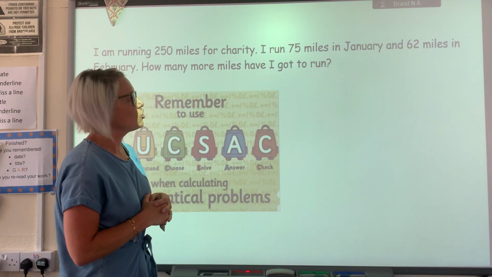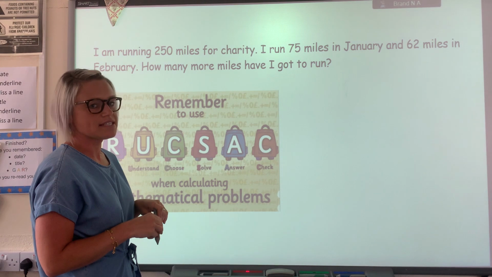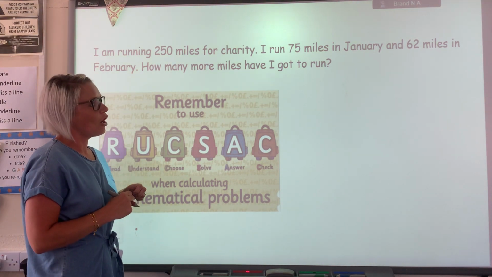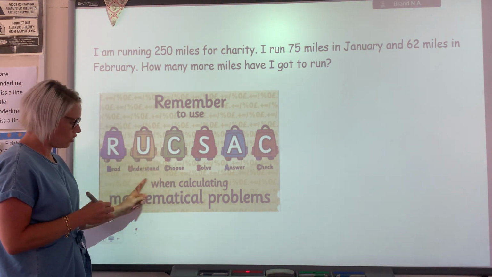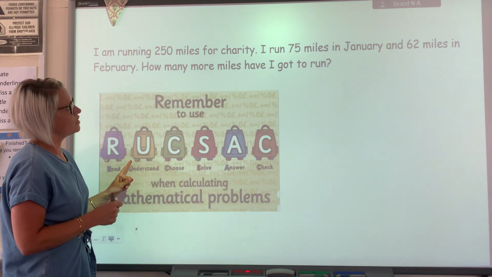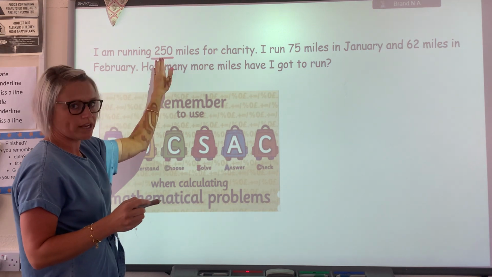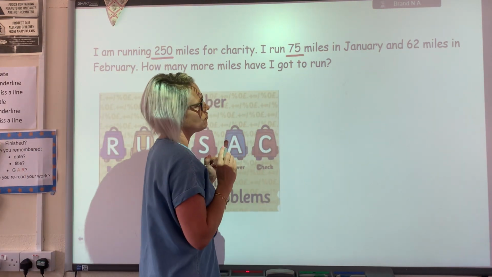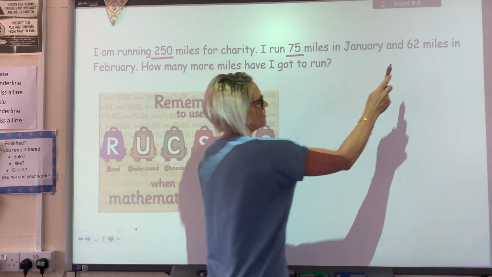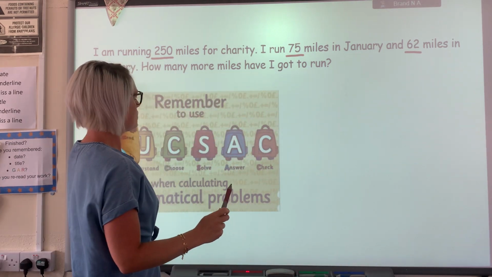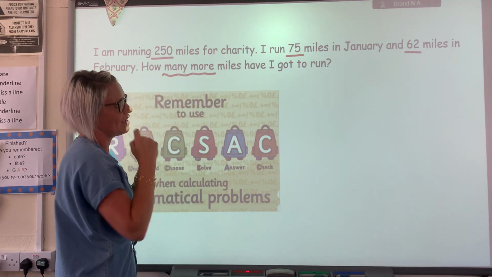I am running 250 miles for charity. I run 75 miles in January and 62 miles in February. How many more miles have I got to run? So we've read it. Again, we've got to understand or underline. So, key information, my numbers. This is how many I'm trying to run. This is how many miles I've run in January. Now, do I need to underline January? Is that important? No, it's not, is it? 62 is though. February is not important. And then how many more miles have I got to run? So how many more have I got?